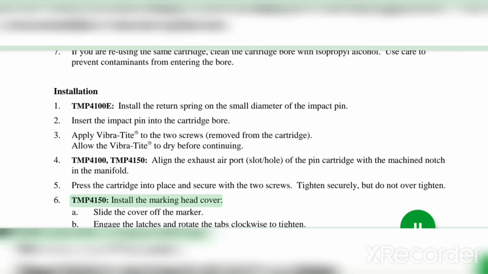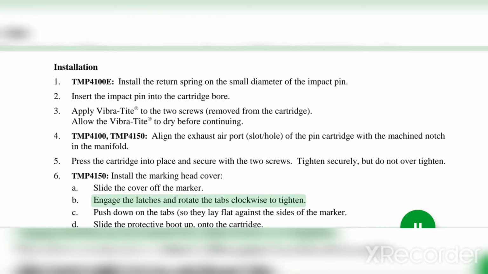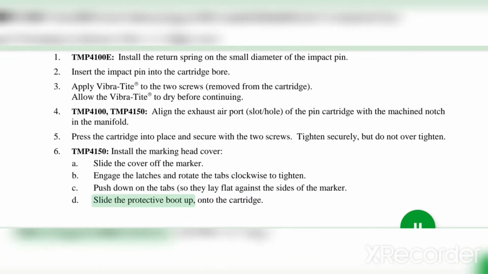6. TMP 4150. Install the marking head cover. A. Slide the cover over the marker. B. Engage the latches and rotate the tabs clockwise to tighten. C. Push down on the tabs so they lay flat against the sides of the marker. D. Slide the protective boot up onto the cartridge.